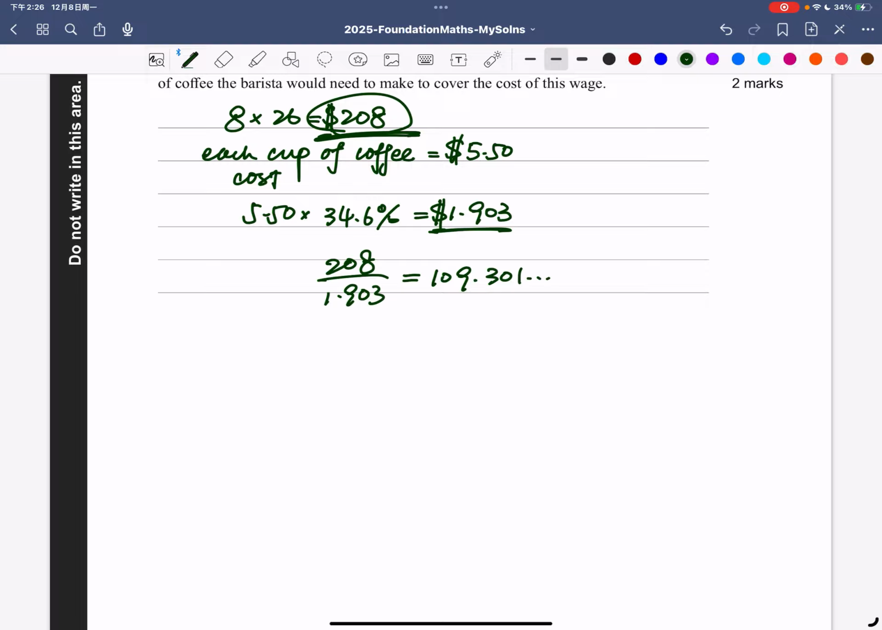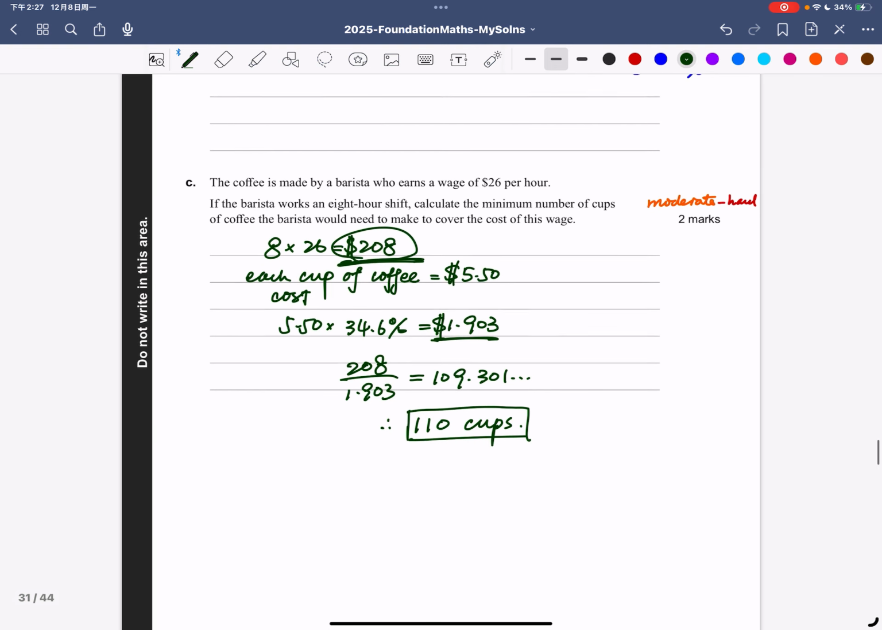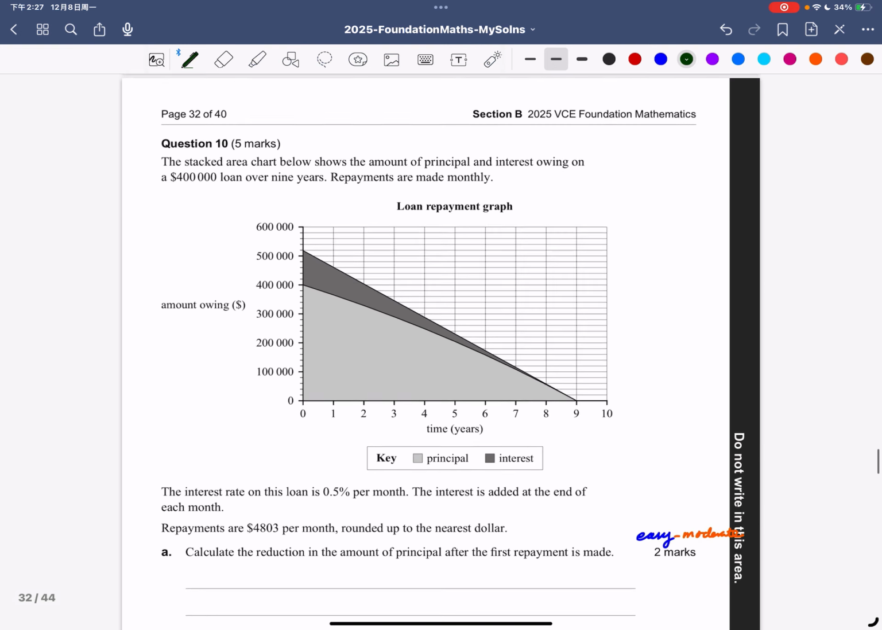But you don't want to lose money. You have to make sure the number of cups sold to the customers can fully cover the cost. Therefore, we need 110 cups. Otherwise, it's not enough to cover the cost, okay? So for this question, we need to round it up, using our day-to-day, daily life common sense. Yep, this one is okay.